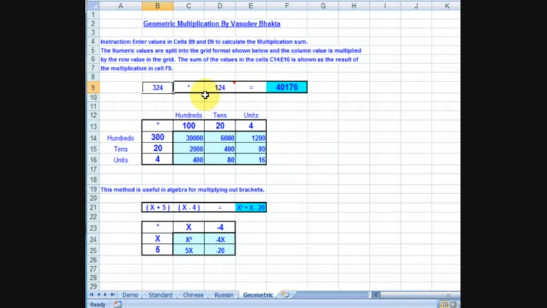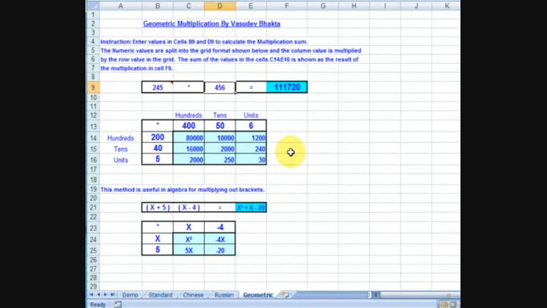Let's move on to geometric multiplication. Click on the geometric tab. This is a geometric representation of an arithmetic value. Split the arithmetic values into units, tens and hundreds. Let's enter some values in.